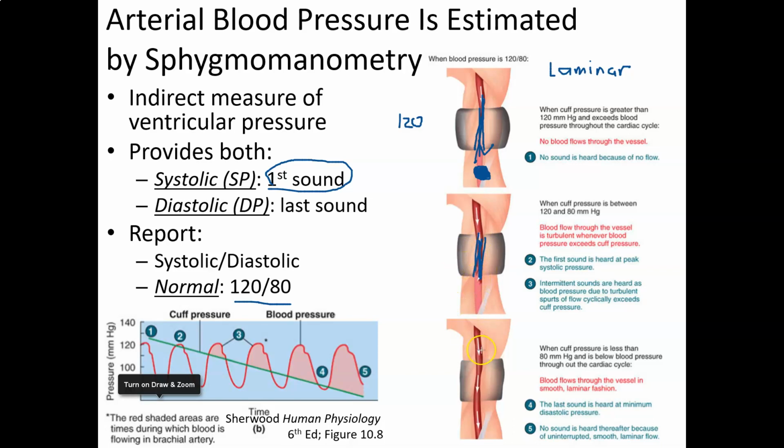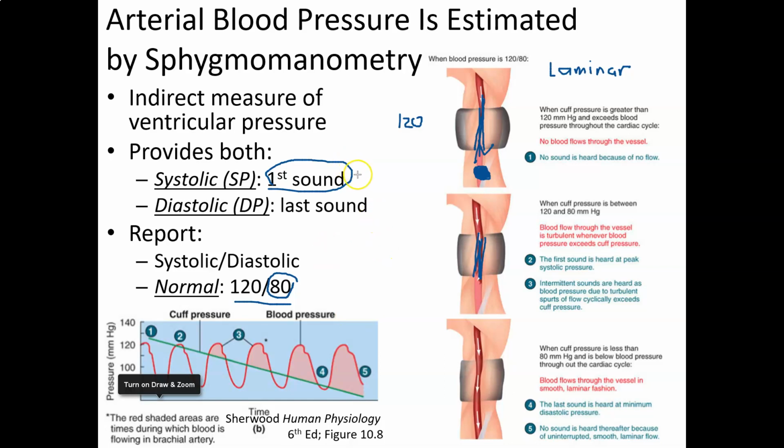Once we get to the diastolic of 80, and the cuff pressure is 80, and the diastolic pressure of the artery is 80, then blood gets back to that laminar flow. And during laminar flow, remember we said earlier, you can't hear it. You can't hear it. So the sounds go away.